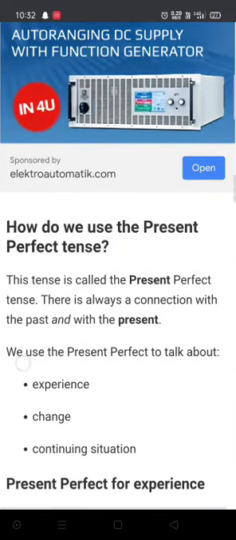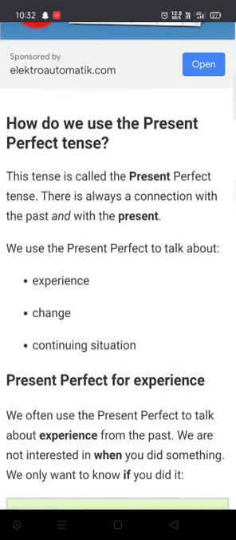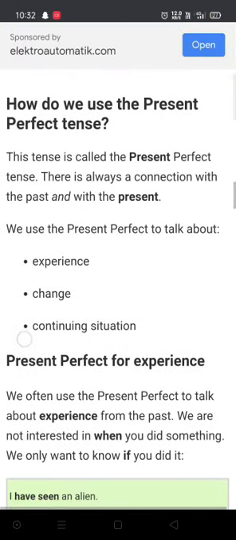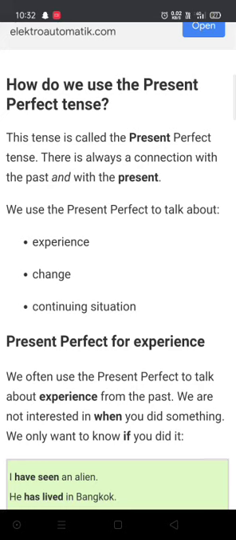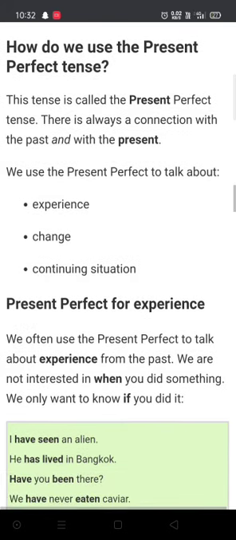Now, how to use the present perfect tense? This tense is called the present perfect tense. This is always a connection with the past and with the present. We use the present perfect to talk about experience, change, and continuing situations.